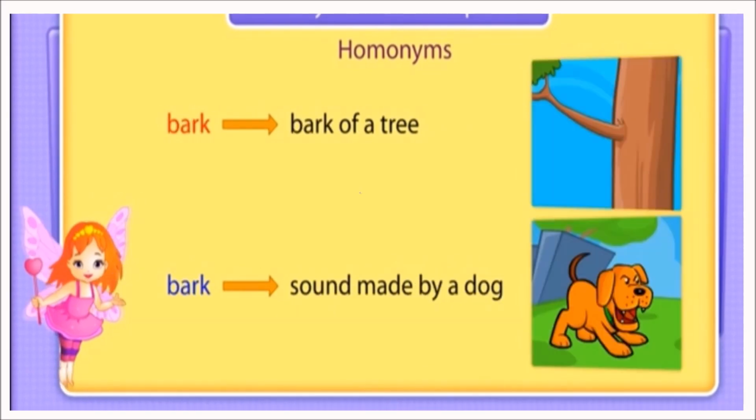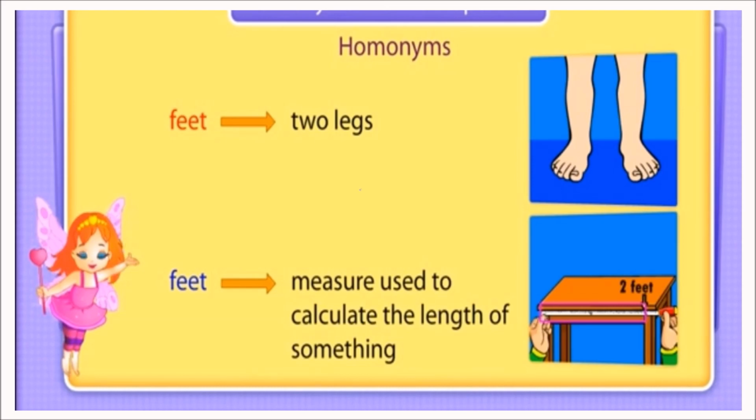Next we have bark, bark. The first bark means bark of a tree, while the second bark means sound made by a dog. Next we have feet, feet. The first feet means two legs, while the second feet means measure used to calculate the length of something.